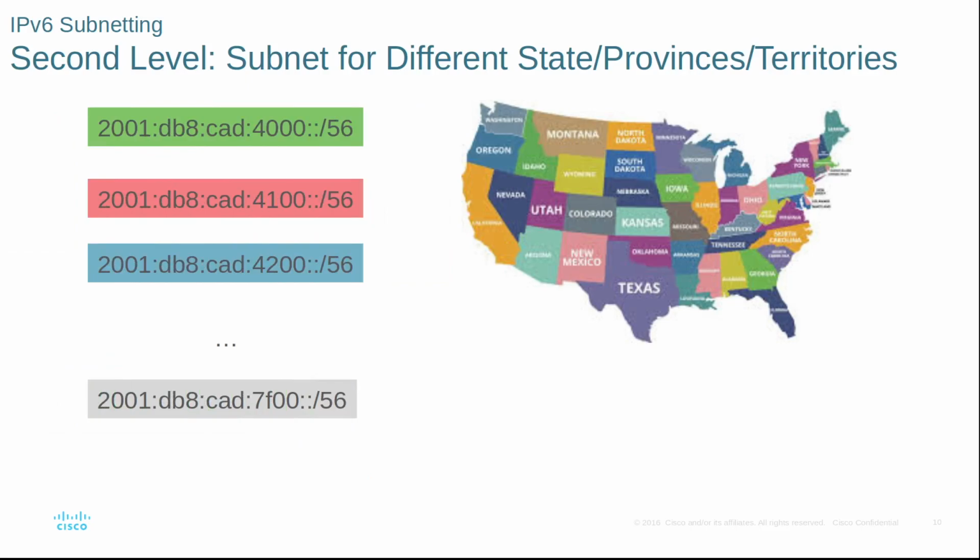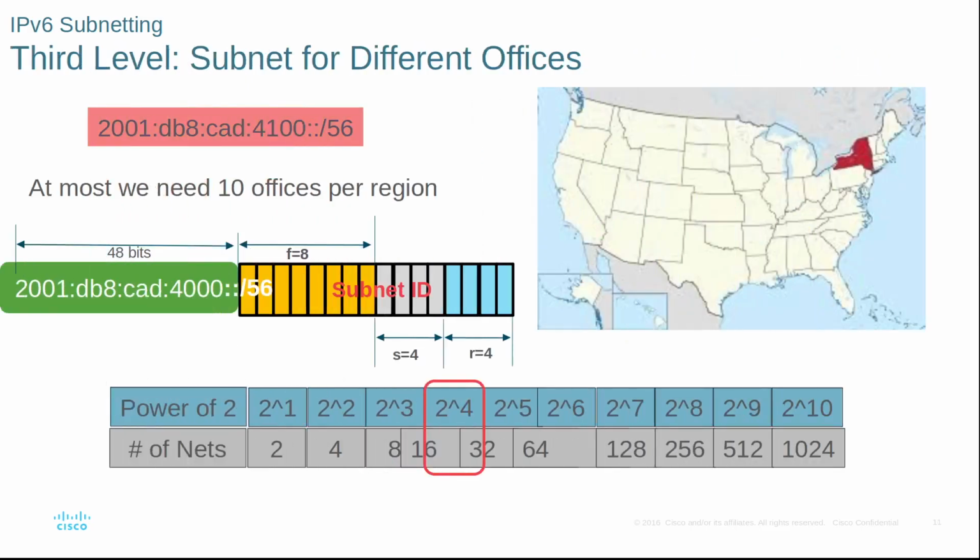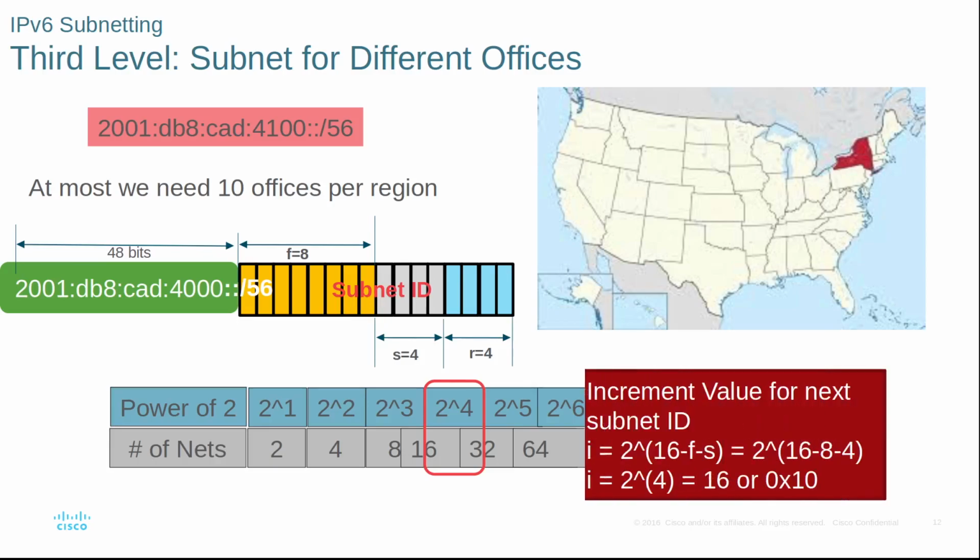And then, here's our example where they're being applied. Then we need our offices. So we need 10 per region, or state, province, whatever. So we're going to borrow 4 more bits. We still have 4 remaining technically, which is kind of handy. That's going to give us 16, but again, we can't borrow half bits. And we just increment again.